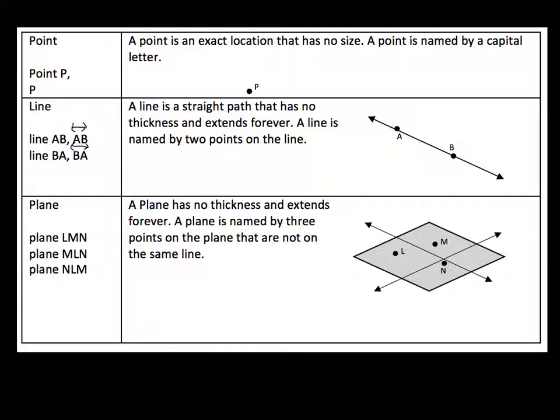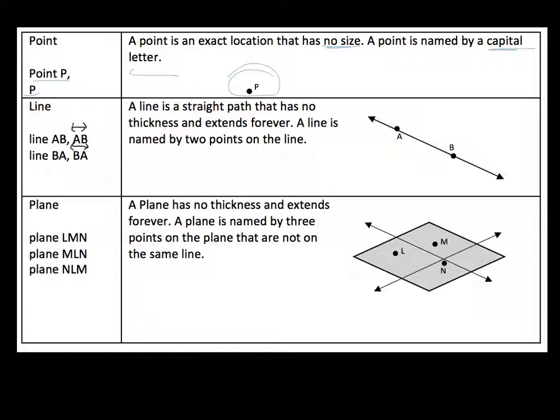All right, so we have a point. A point is an exact location that has no size. So we always draw a point as a little circle on there, but really that point is not a circle. It is just an exact point, no size. It is named by a capital letter, and that is it. So if I were to name this point right here, I would call it point P. I could write it out, or I could just write capital P.